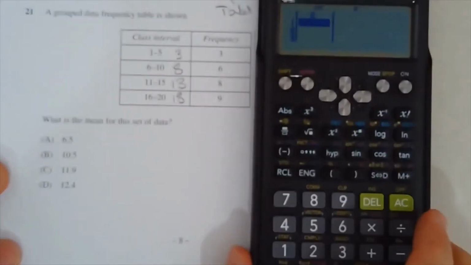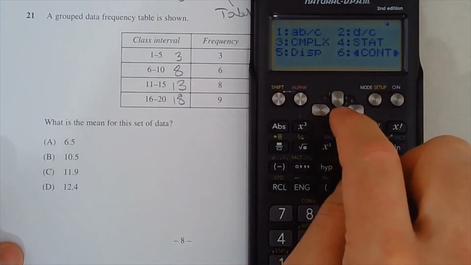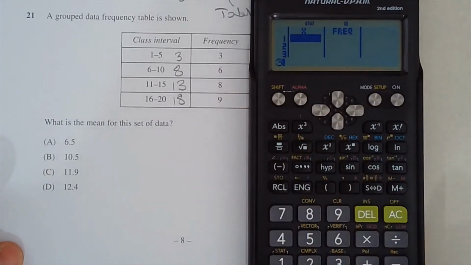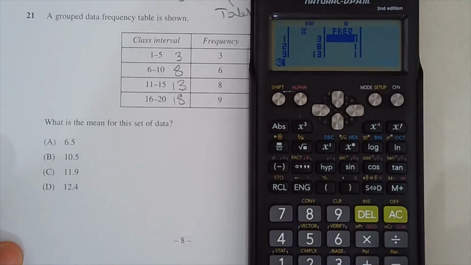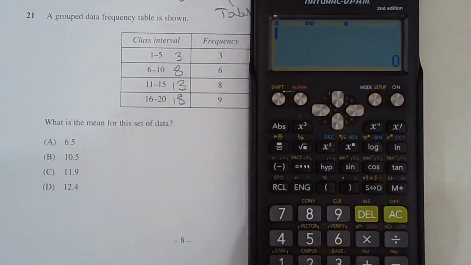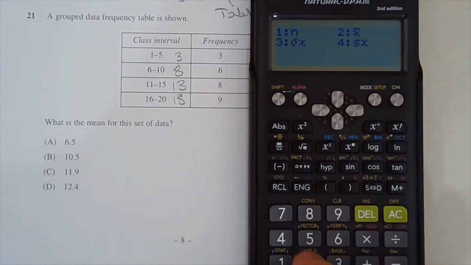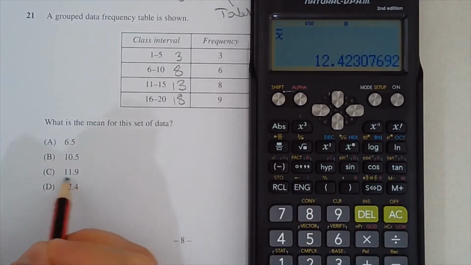Now notice with the calculator that you don't have the frequency column. Quickly shift setup, scroll down, stat number 4, frequency on. So let's enter in the data, 8, 13, and 18. And the frequency 3, 6, 8, and 9. AC, shift, stat, and var number 4 and number 2 x bar. And we get 12.42. So that's going to be option D.